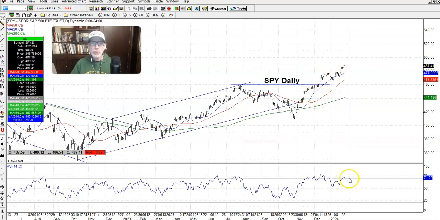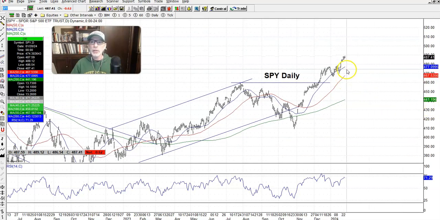We're getting a little overbought, but we're not in extreme overbought areas. The only way to rectify this is that we have a little pullback. If there's going to be a pullback, it's probably going to pull back first to the 20-day moving average, which is right around $477, which is about $10 lower than where it closed on Friday, January 26th. Okay, so the market looks strong.